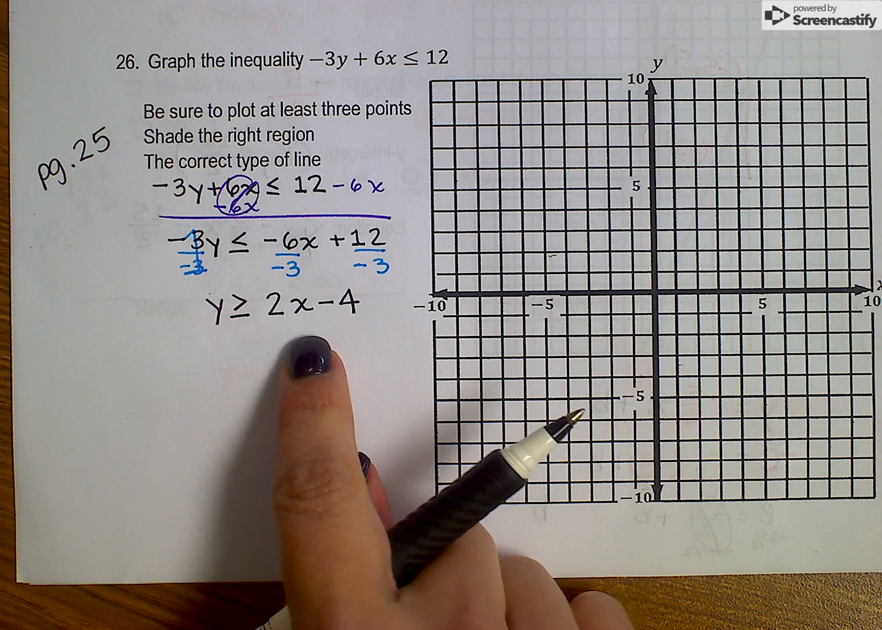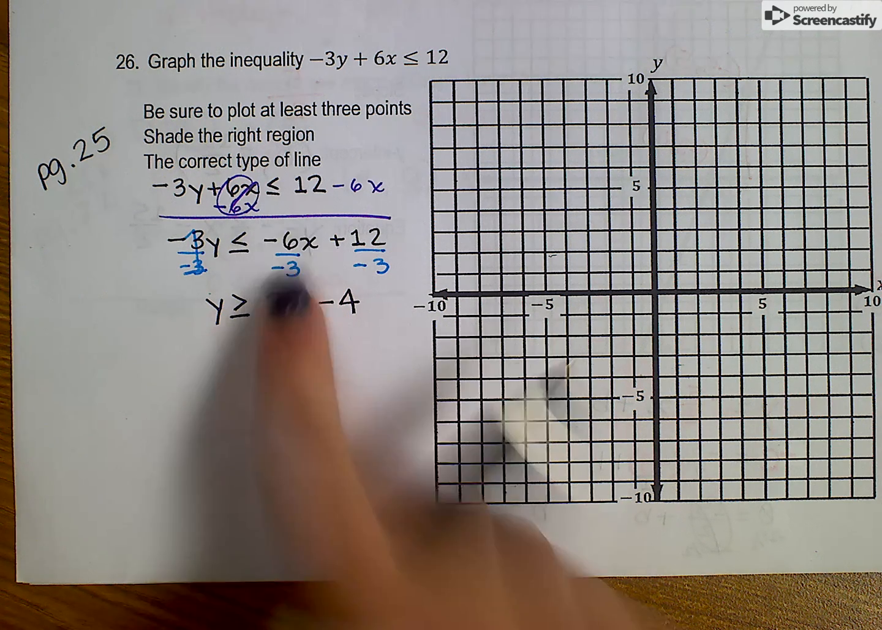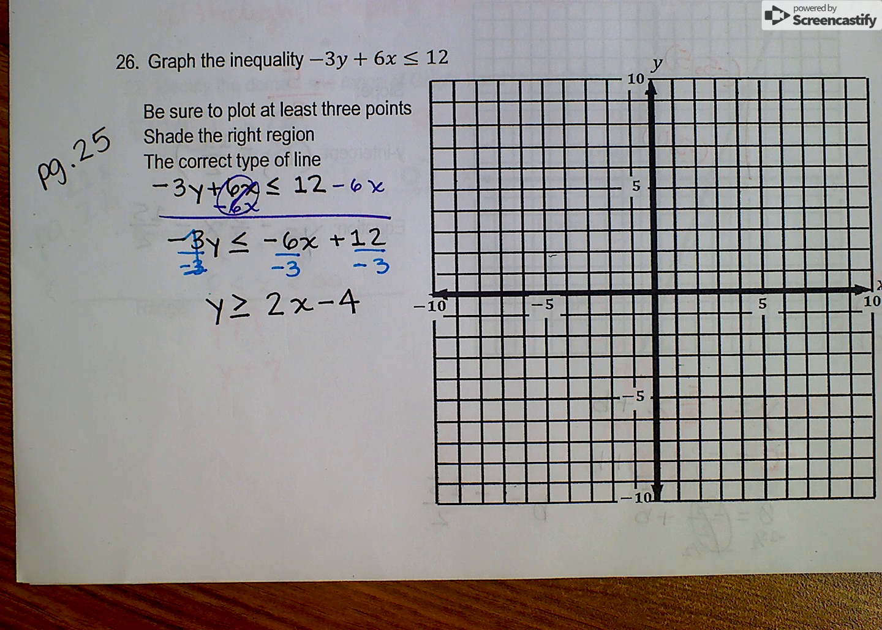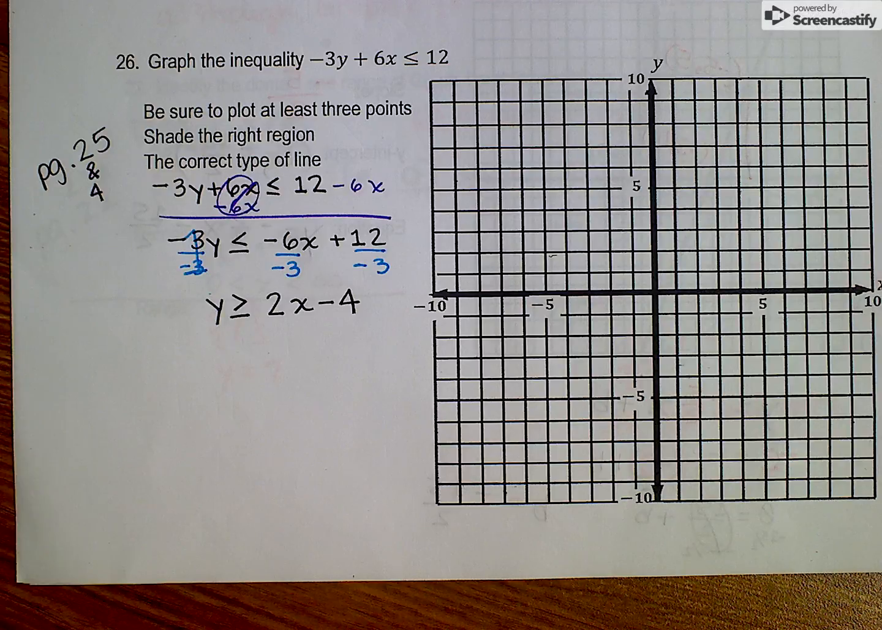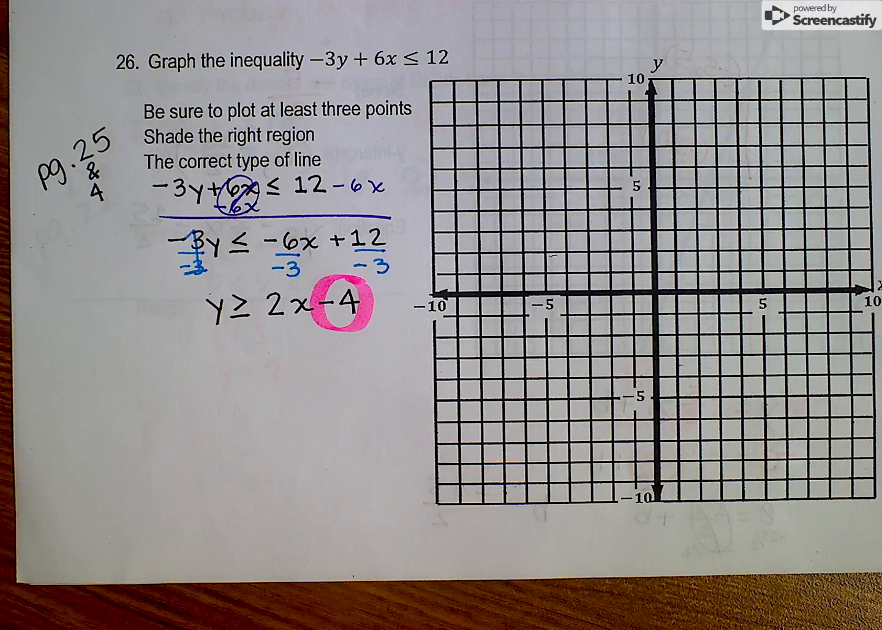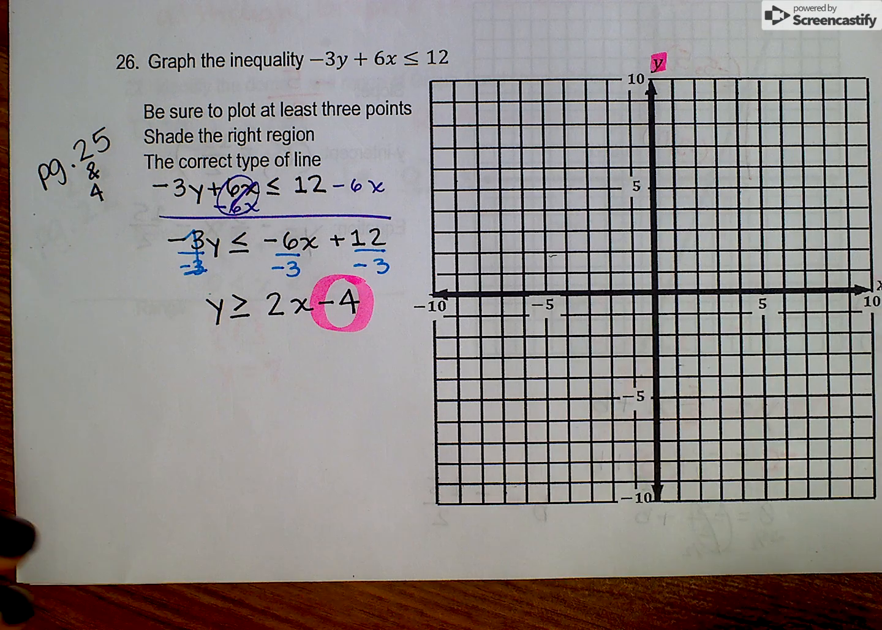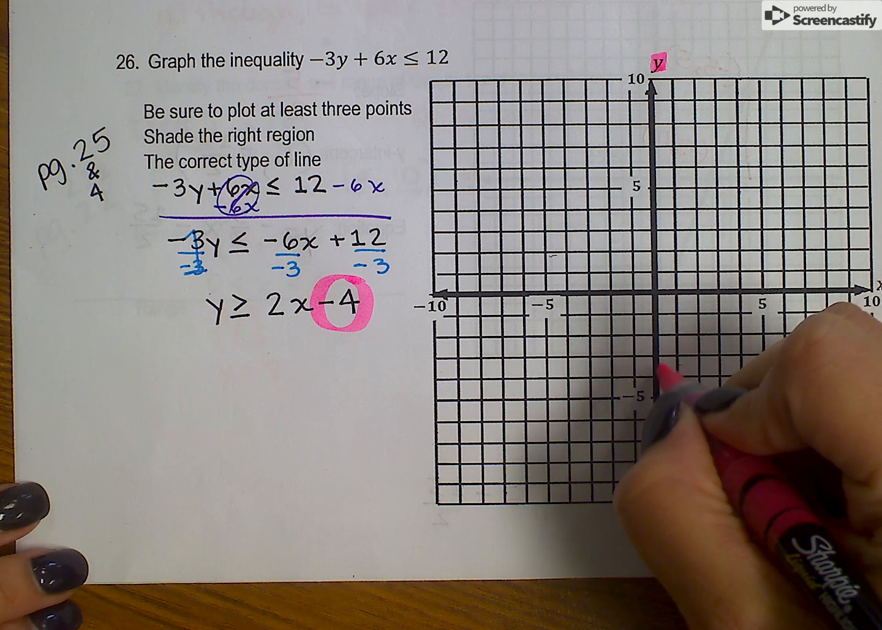So, for those of you who do forget how to multiply, divide, add, subtract your integers, you may want to refer to the back of page 24. This might be useful to have on your note card. So now I'm going to start with my y-intercept. I'm going to find it on my y-axis at 0, negative 4.